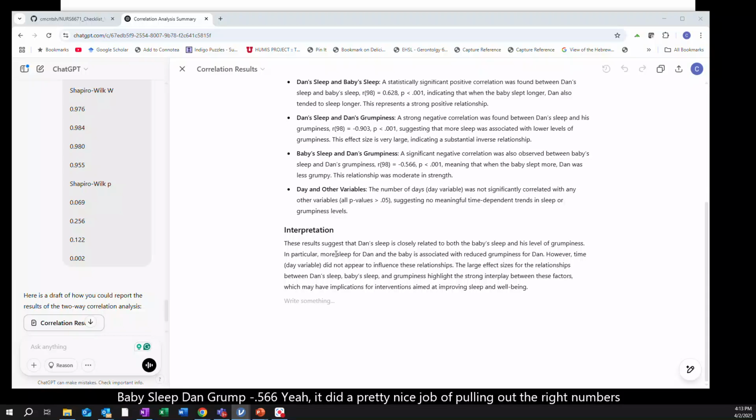These results suggest that Dan's sleep is closely related to both the baby's sleep and his level of grumpiness. Particularly, more sleep for Dan and the baby is associated with reduced grumpiness for Dan. However, time did not appear to influence these relationships. The large effect sizes for the relationships between Dan sleep, baby sleep, and grumpiness highlight the strong interplay between these factors, which may have implications for interventions aimed at improving sleep and well-being.